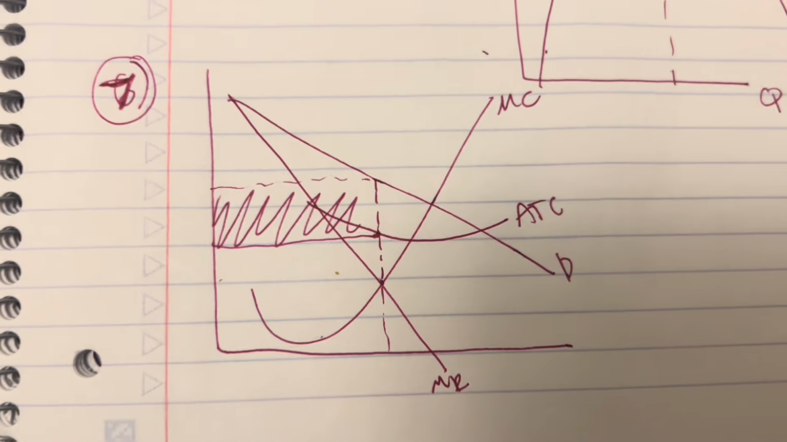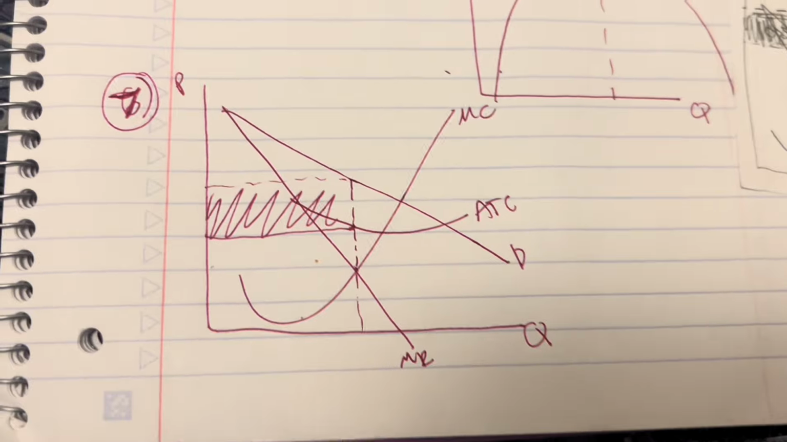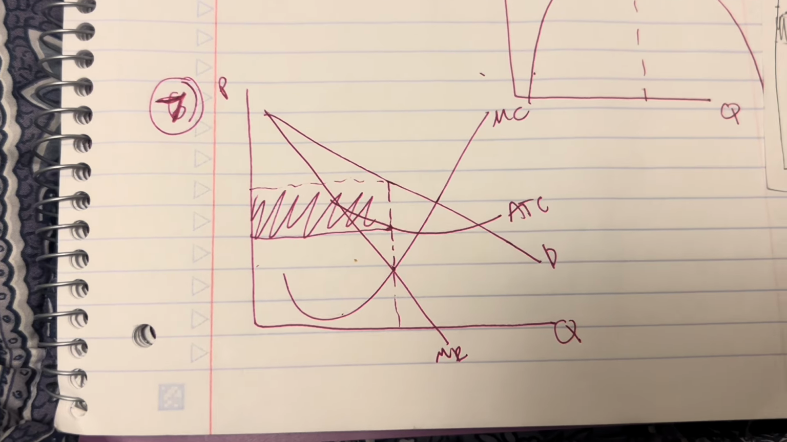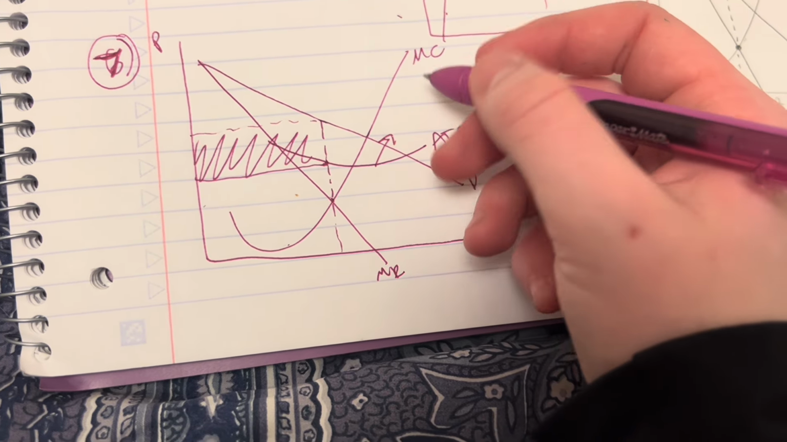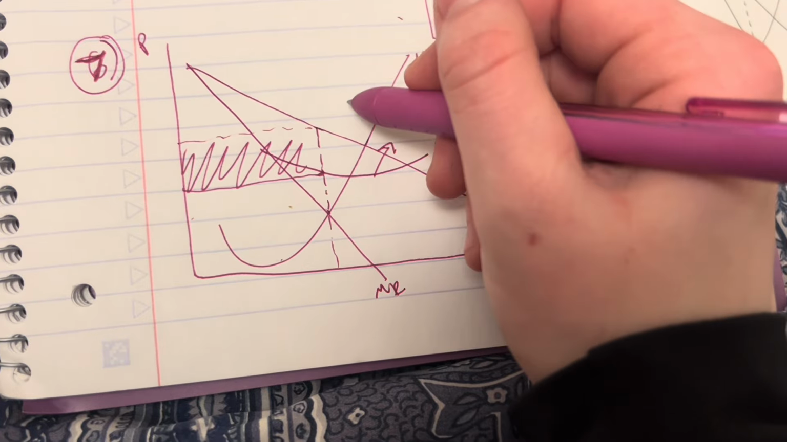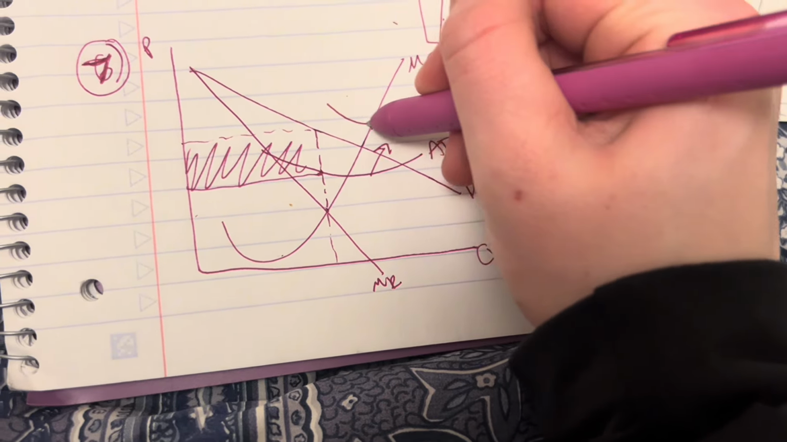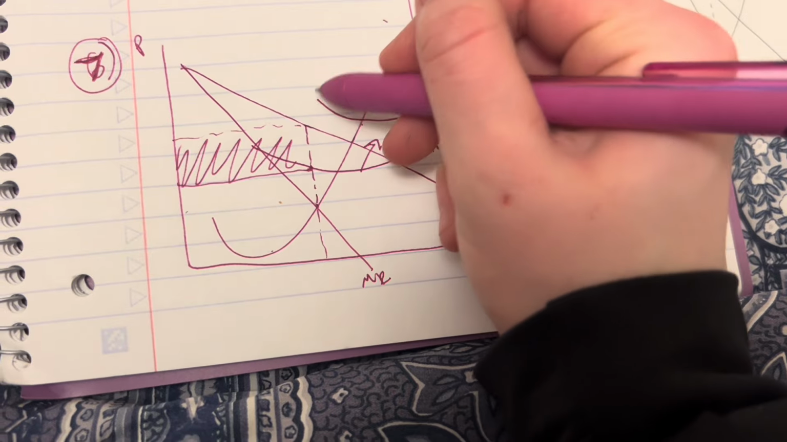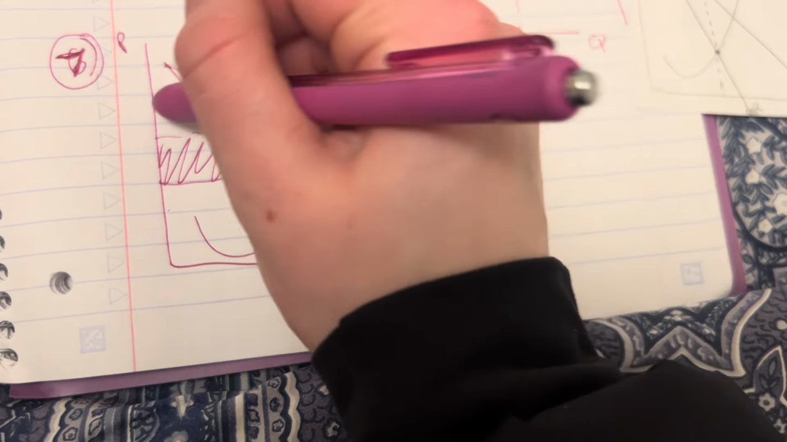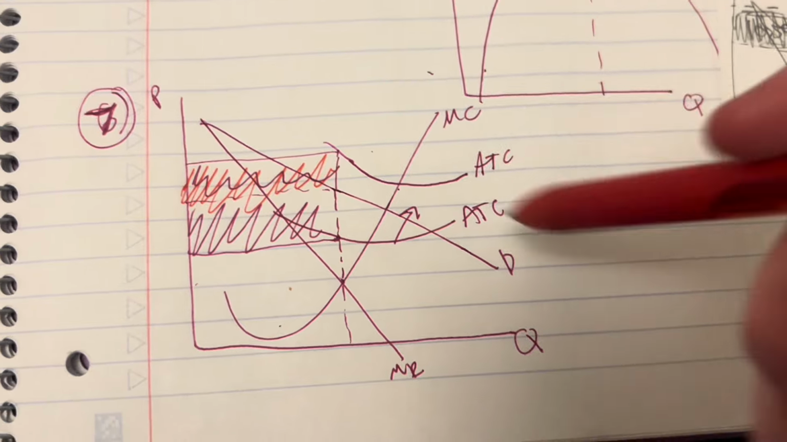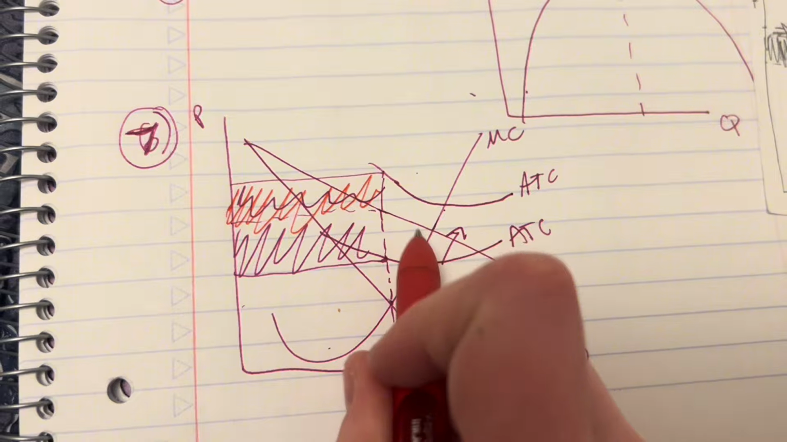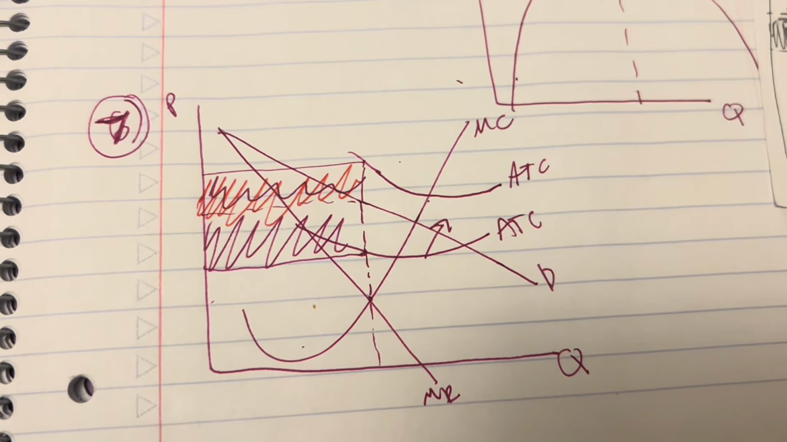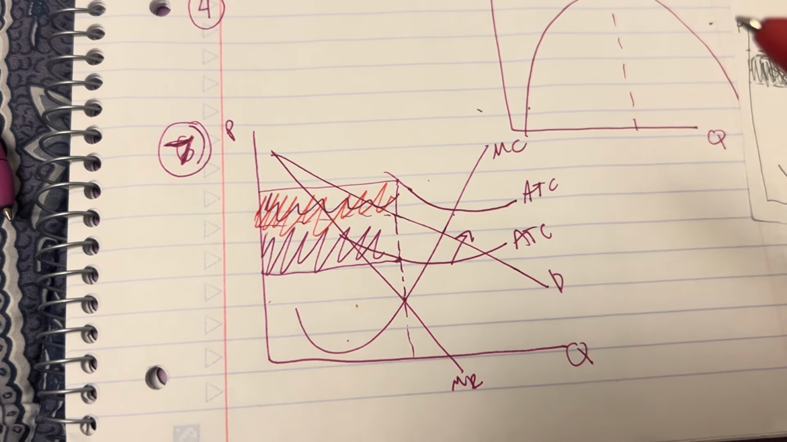So I redrew the profit monopoly graph. It's just more neat. And then if you add a one-time lump sum tax, it would cause the ATC to shift upwards. So if you shifted up to here, it would now be earning losses right here. This would be your loss box. The red would be where your losses are, or if the ATC only shifted up to here, you'd be breaking even. So your profits will decrease if you add a lump sum tax.